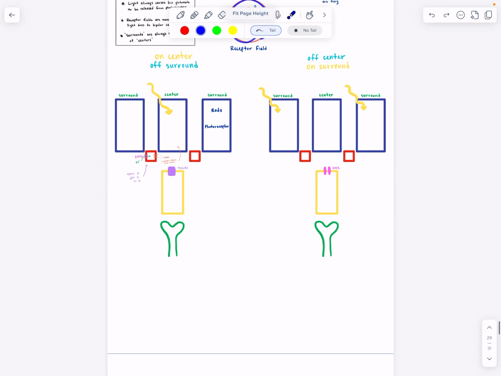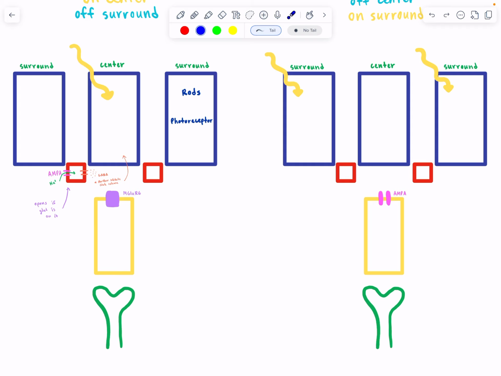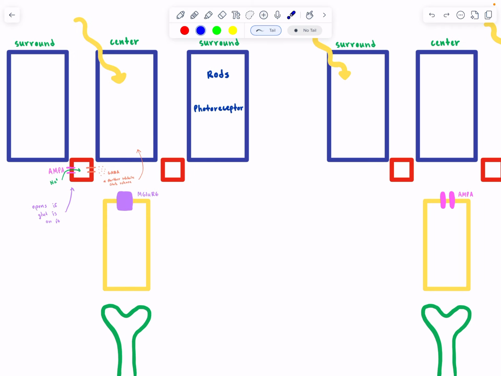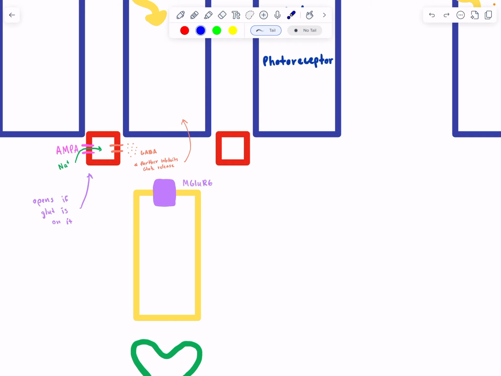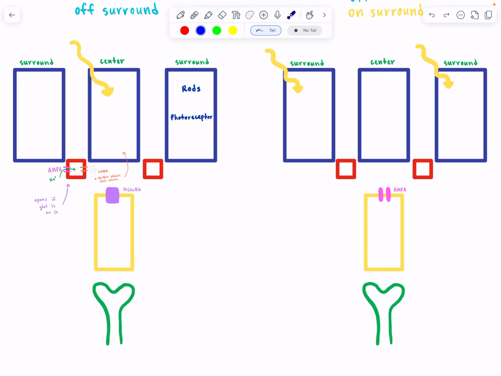So in the center, if light comes and hits the center, again, we just learned that light is always going to prevent glutamate from being released. We also have these surround cells, these adjacent little cells. So again, light hits here, but does not hit here and does not hit here. So glutamate is going to be released here and here, but not in the center.